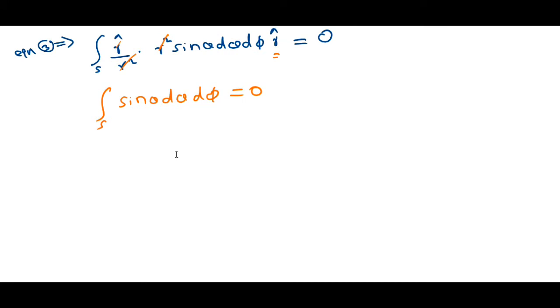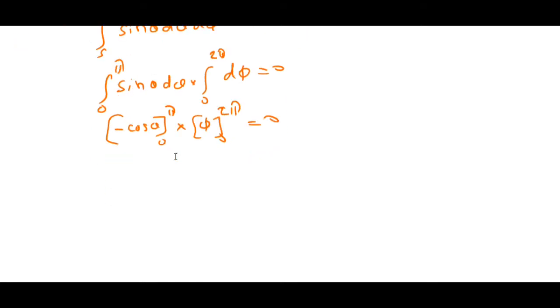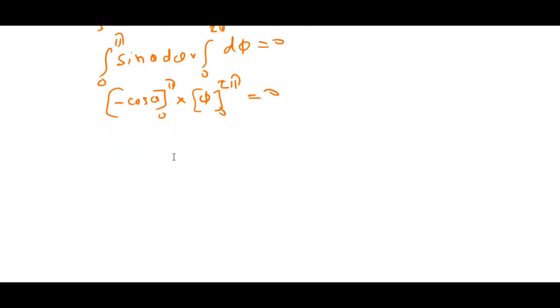Integrating sine theta d theta first, that is integral from 0 to pi of sine theta d theta, times integral from 0 to 2 pi of d phi, is equal to 0. That is minus cos theta from 0 to pi, into phi from 0 to 2 pi. This will be 2 into 2 pi, that is 4 pi, which should be equal to 0.